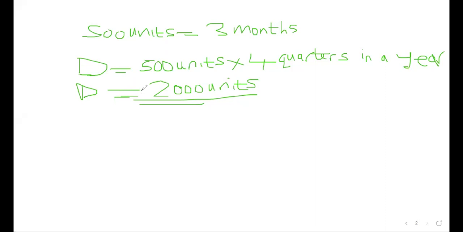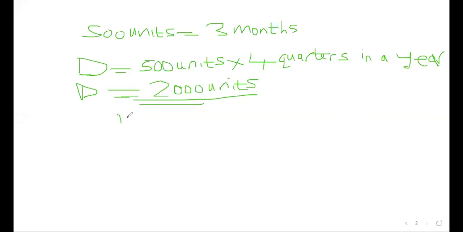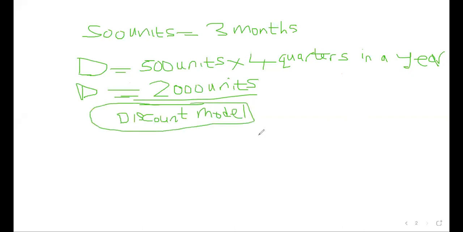So from here, of course, we need to understand the fact that this one is our discount model. Why? Because it has a range of order quantities. So it's a discount model. The reason is because it has the range of order quantities. Okay, so can you take advantage of the discount? This is what we are just trying to look at.